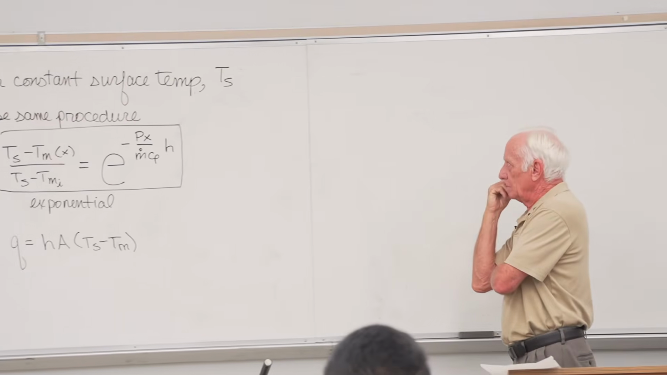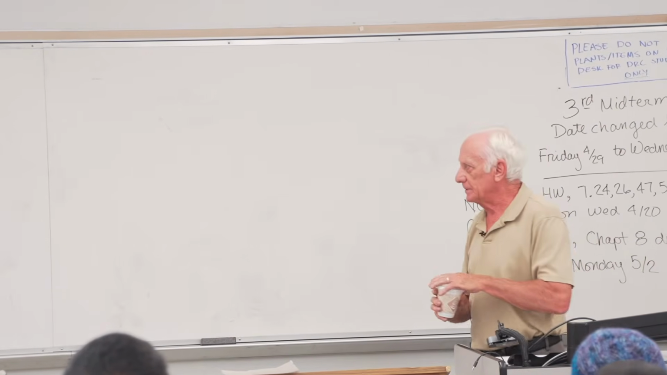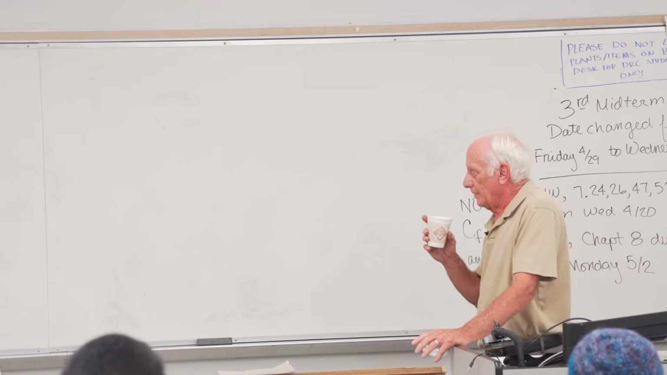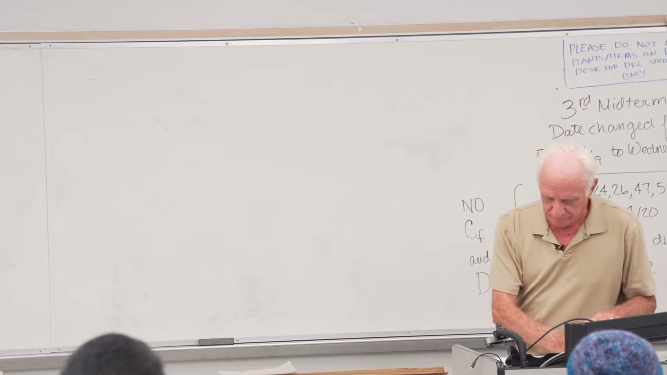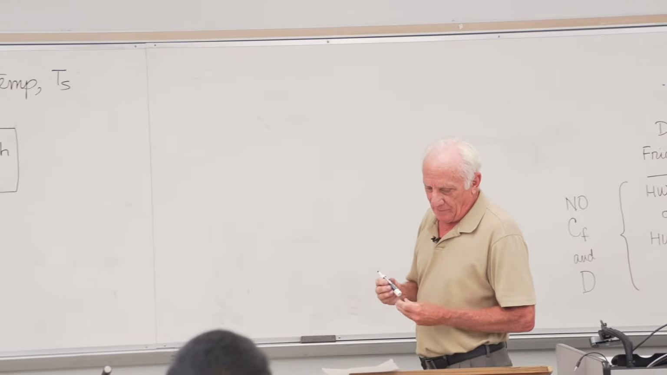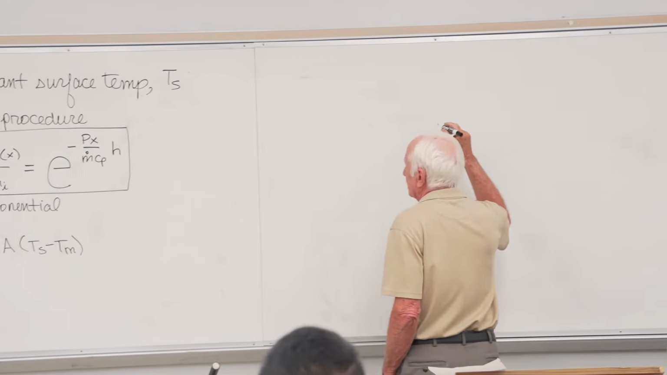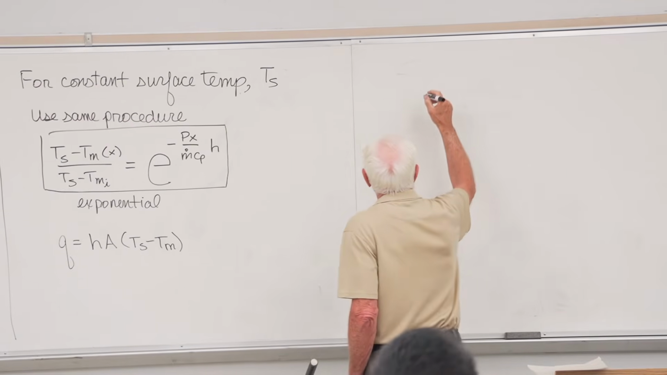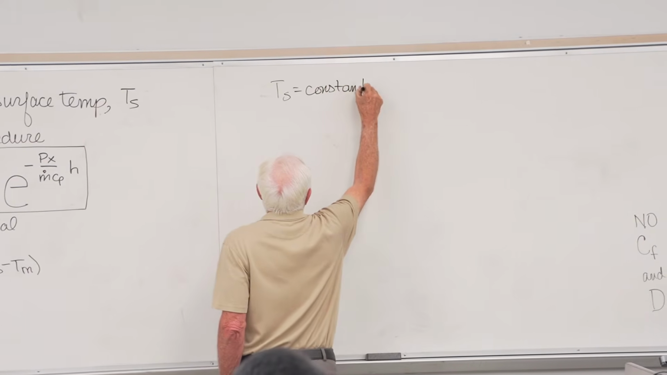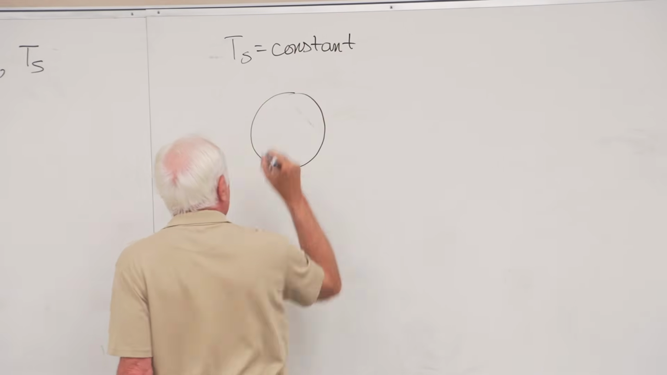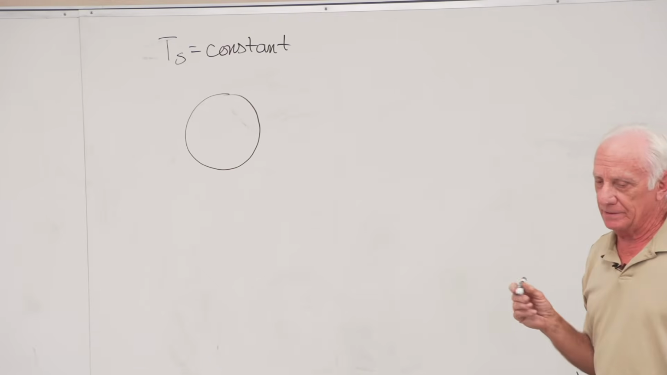When in the real world might you have a constant surface temperature? Constant tube surface temperature. Well, I'll give you one case. In your thermal class, you've got a condenser, whose purpose in life is to condense steam into liquid water so the pumps can handle it and pump it back into the system.